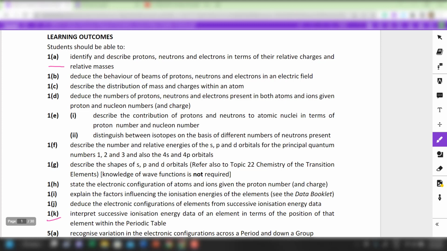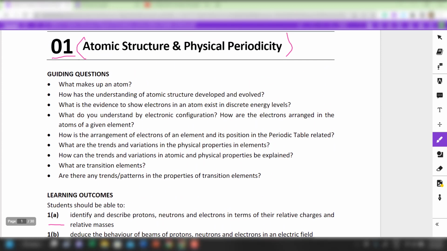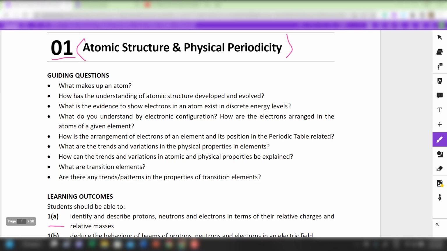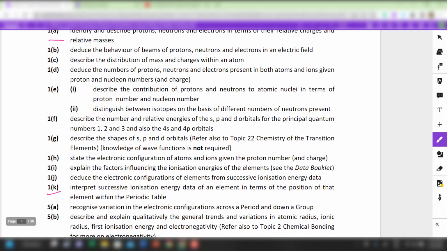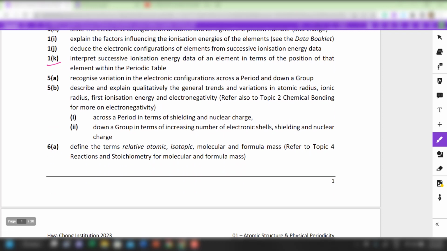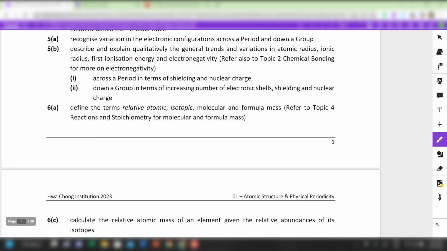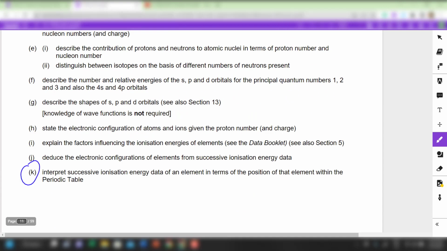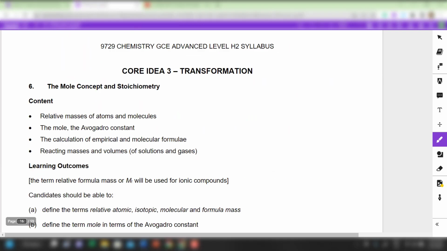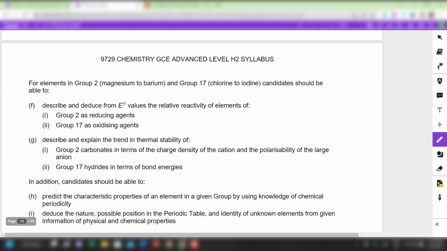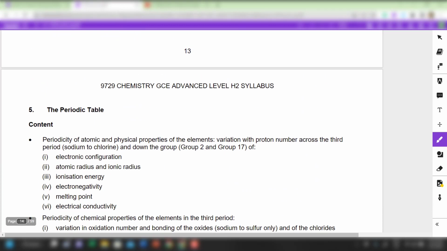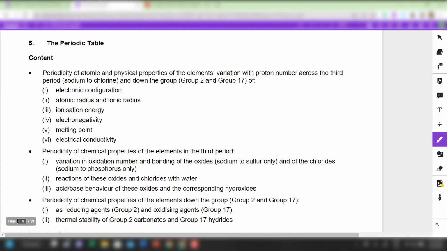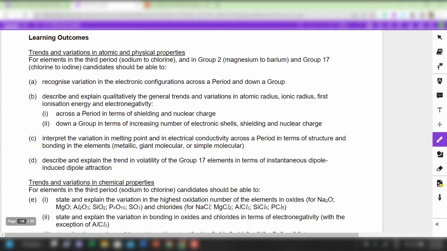But you also notice that for this particular chapter on atomic structure and physical periodicity, we also include learning objectives from other topics in your syllabus documents. For example, let me move on to chapter 5 over here. Chapter 5 is actually on physical periodicity or the periodic table. We took up 2 very specific objectives which we felt are better covered under atomic structure. That is A and B.